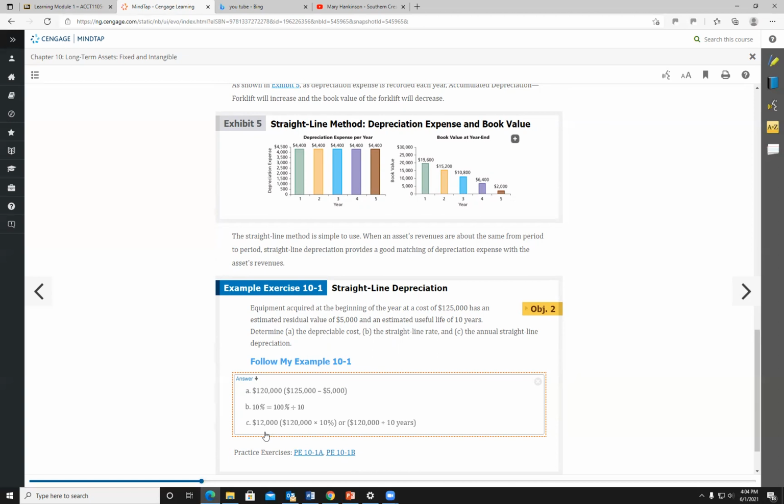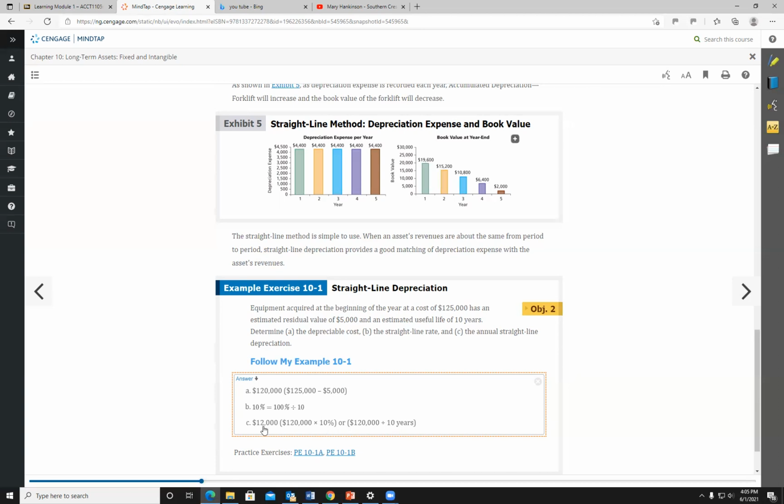So you could do this several different ways. You could do it by taking $120,000, which is your depreciable cost, and dividing it by 10 years, and that'll give you your total depreciation amount. Or you could take 120,000 and multiply it by 10%. So it's either a multiplication or a division. You're either going to divide it by 10 years, or you're going to multiply the depreciable cost by 10%.